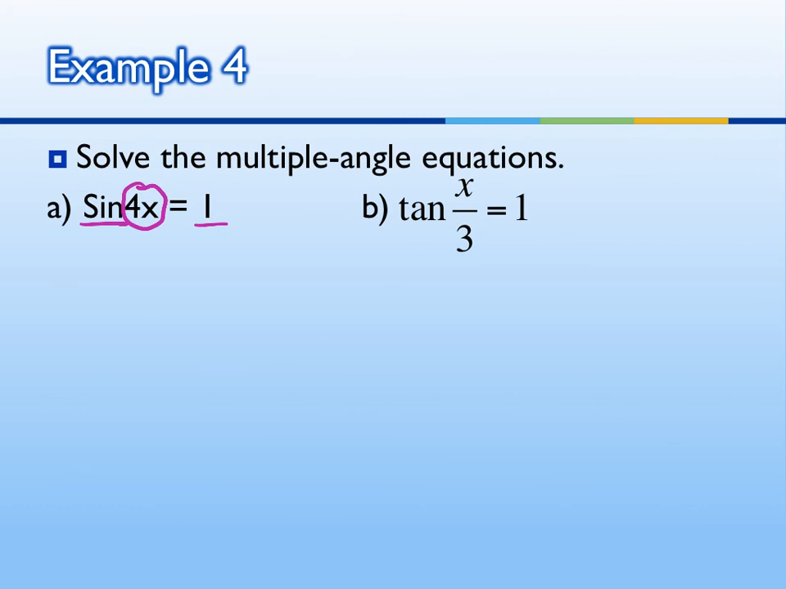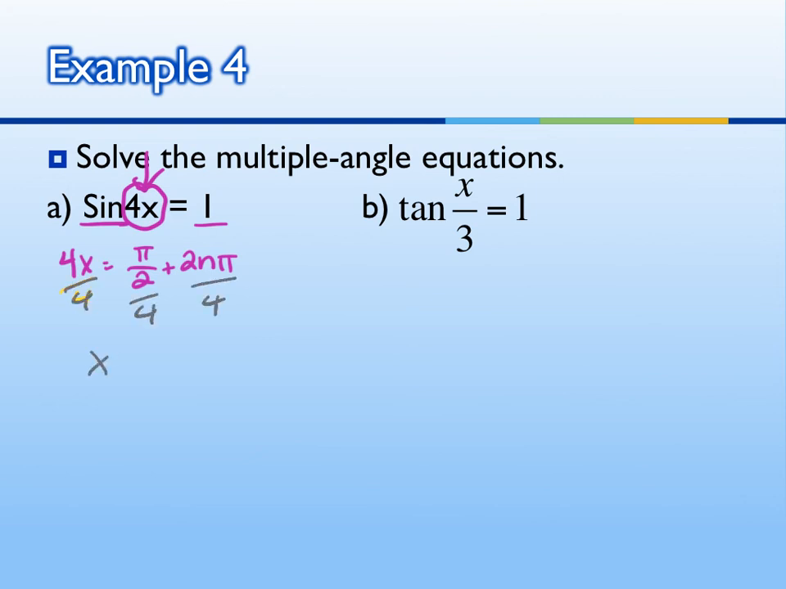Pi over 2. So my answer is normally pi over 2 plus 2n pi. That's it, right? But that's when this is just x. So I would say x equals that. That's my answer. The difference this time is it's not just x. It's 4x equals that. So I have to remember to, at the end, divide everything by 4.